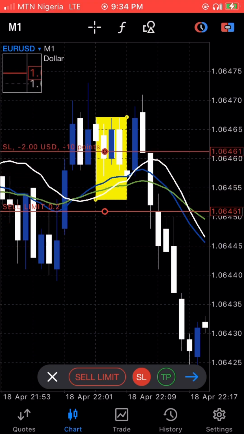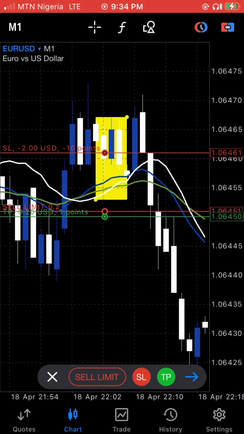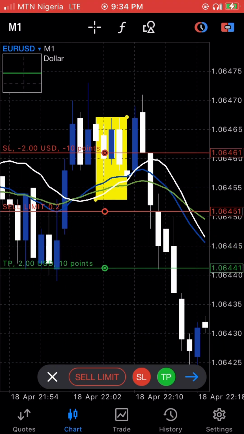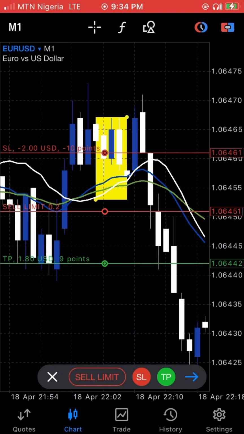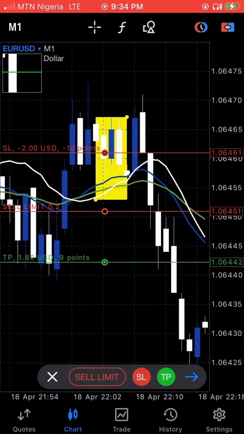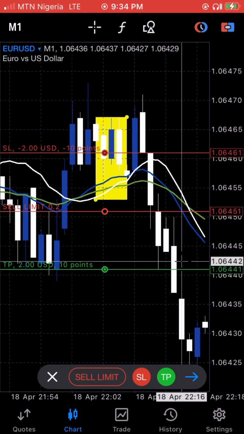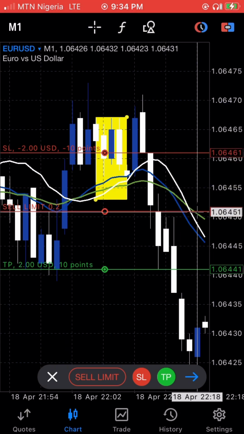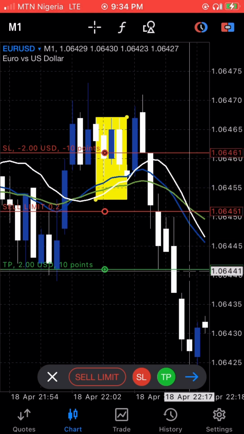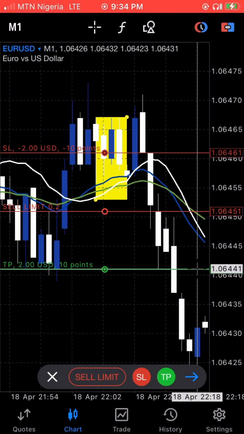Once you see the break, we sell on the next candlestick opening. A sell candle opens from the top and closes below, so that's where we put the trade. We put our stop loss at the top of the candlestick that broke it, and we put our take profit 1:1. Wherever the stop loss gives us, you can see it gave us 10 points, which is 1 pip. So we'll put our take profit at 1 pip as well, because this strategy works on 1:1.